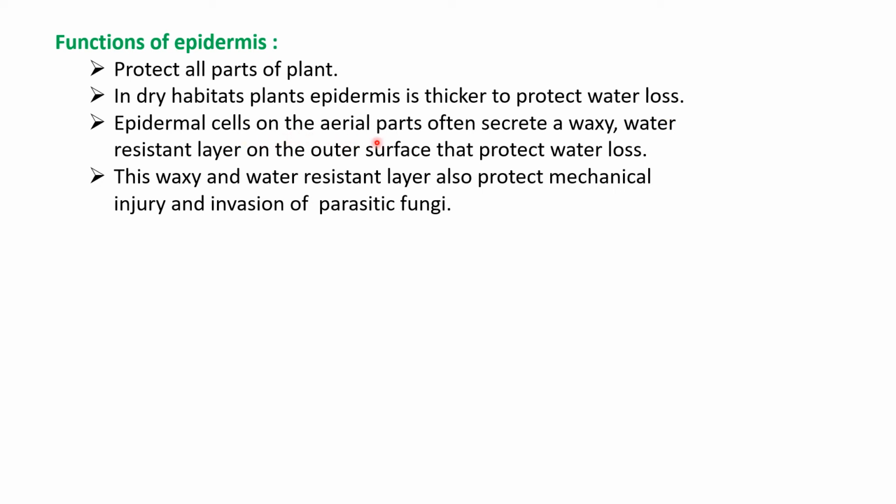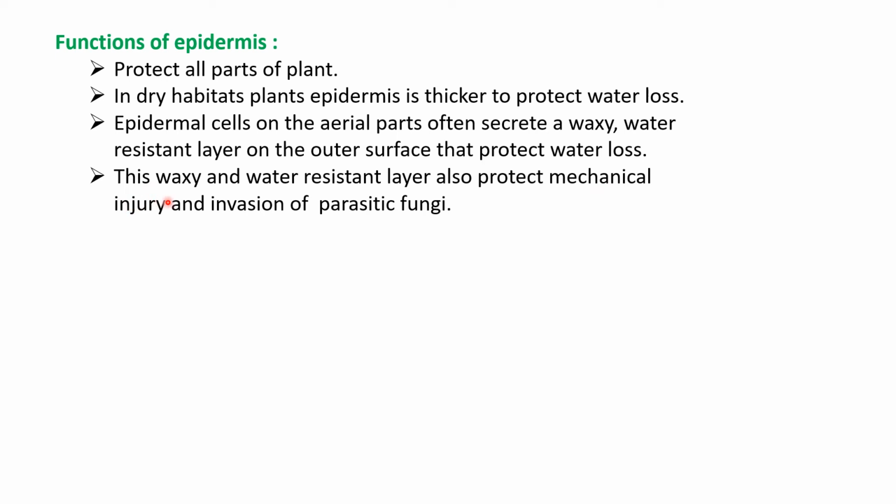To protect against water loss. Epidermal cells on the aerial parts often secrete a waxy, water-resistant layer on the outer surface that prevents water loss. So we know that epidermis is thicker in dry habitat plants, and it also protects against water loss, because in the dry habitat water scarcity is there. How does it protect? It secretes a special waxy substance, a water-resistant layer, stored on the outer surface, and it prevents water loss.